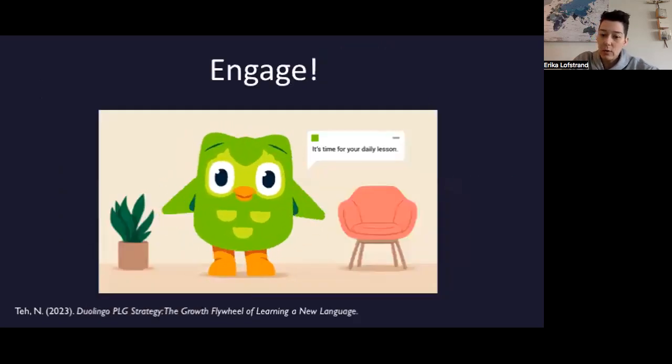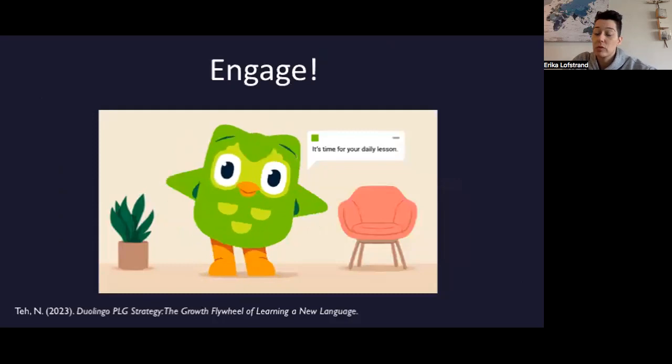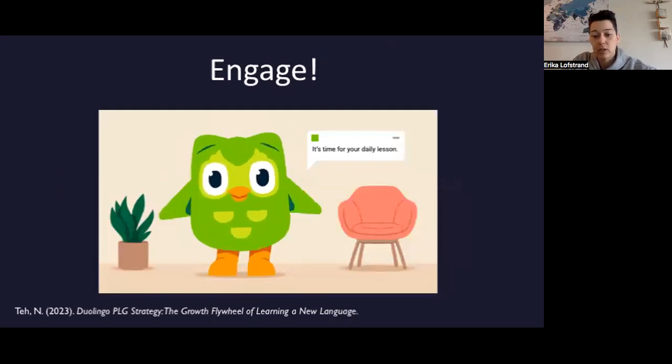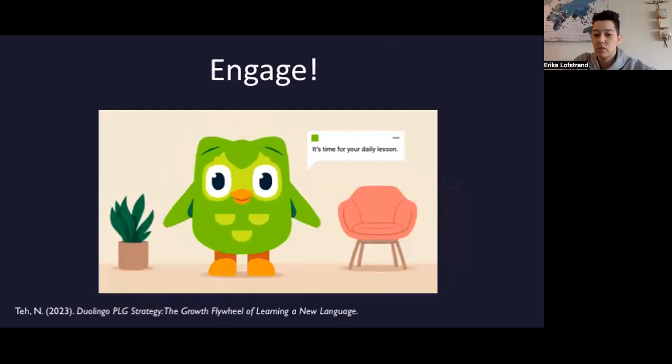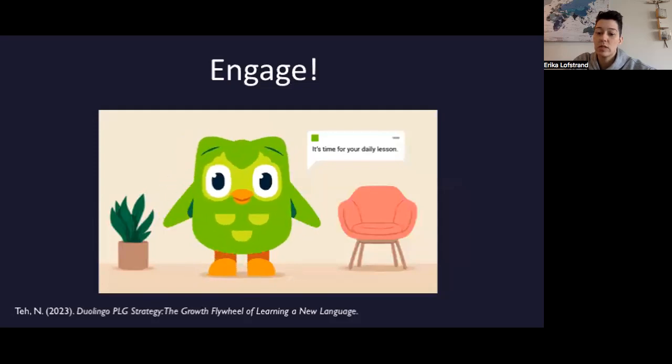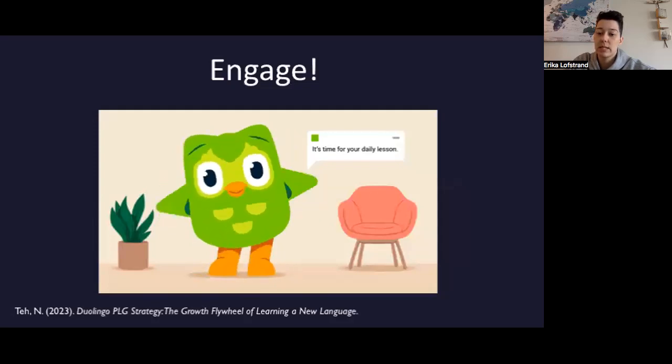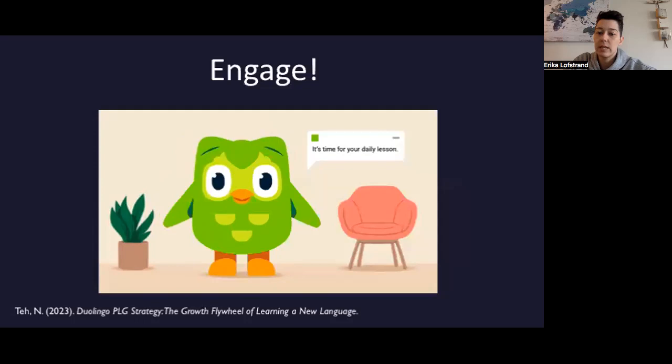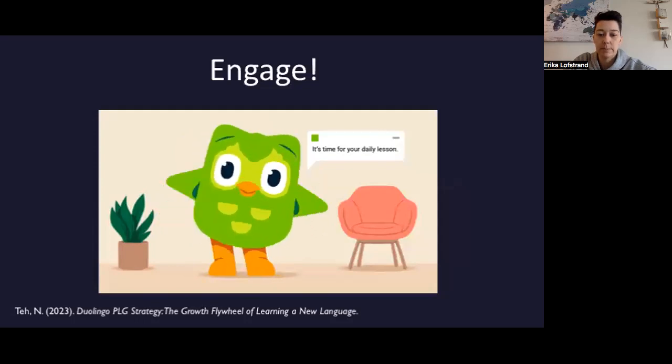On to engagement now. Again, I think the gamified model really helps to keep Duolingo users engaged. More specifically, Duolingo encourages daily practice by implementing streaks. Users are rewarded for consecutive days of learning, and breaking a streak can serve as a disincentive for missing a day. This keeps learners engaged and committed to regular practice.